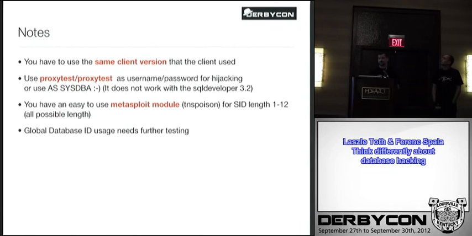You have an easy-to-use Metasploit module now for the TNS poison attack. So you can use it, feel free. And you can already download our tools from our website. You have the link at the end of the presentation. In a complex Oracle installation, the global database ID might be used. In that case, more testing is needed from our side.